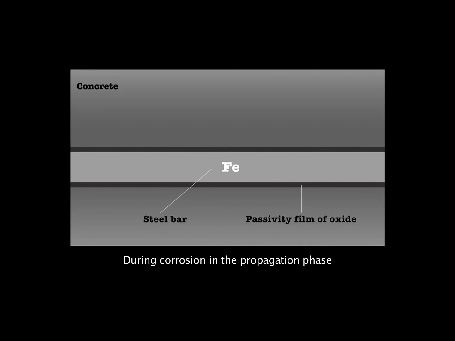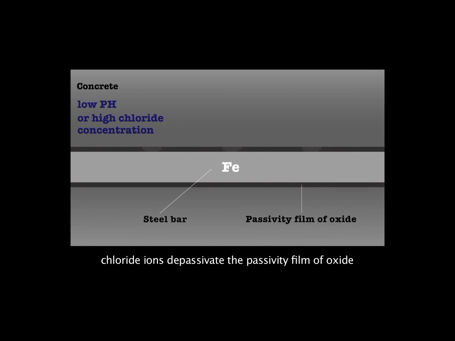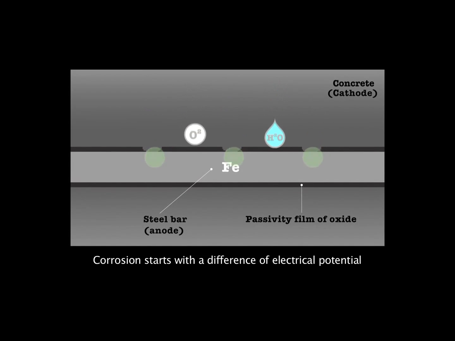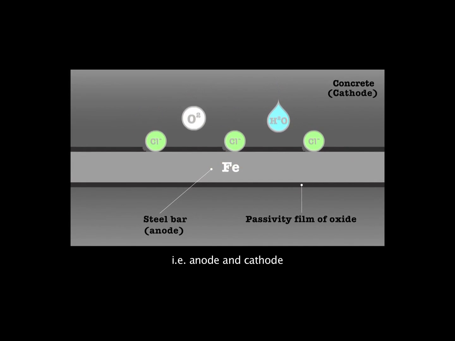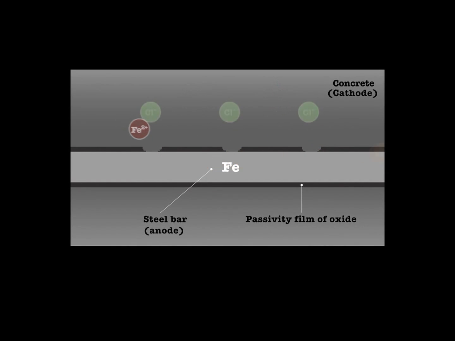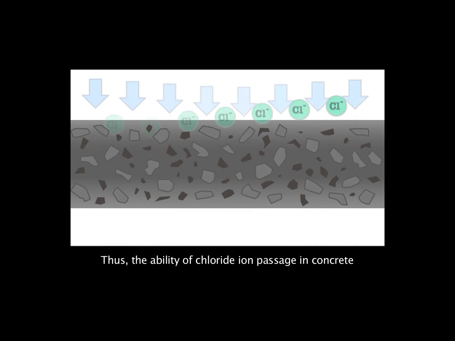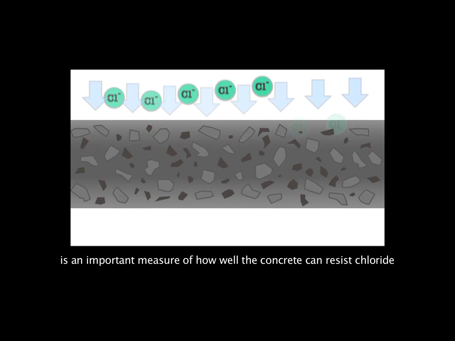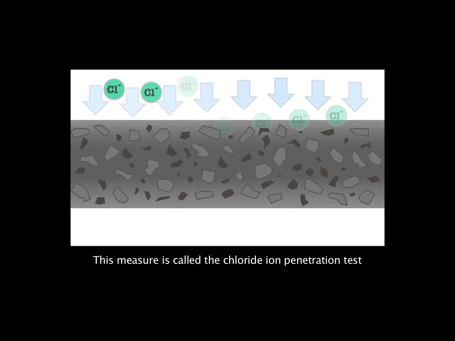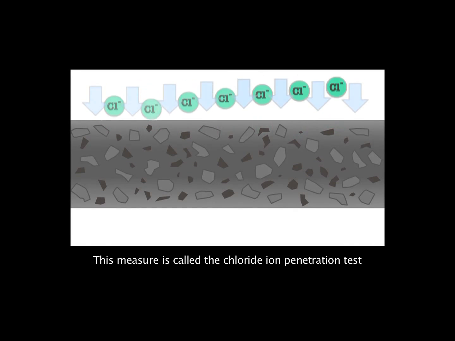During corrosion in the propagation phase, chloride ions depassivate the passivity film of oxide over the surface of the steel. Corrosion can then take place if oxygen and moisture are present. Corrosion starts with a difference of electrical potential, i.e. anode and cathode, as well as presence of oxygen and water. Thus, the ability of chloride ion passage in concrete is an important measure of how well the concrete can resist chloride. This measure is called the chloride ion penetration test.